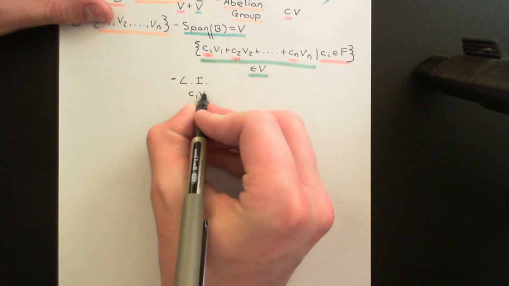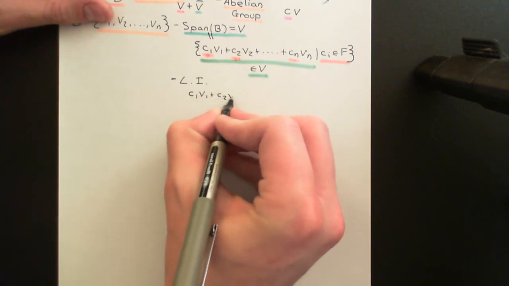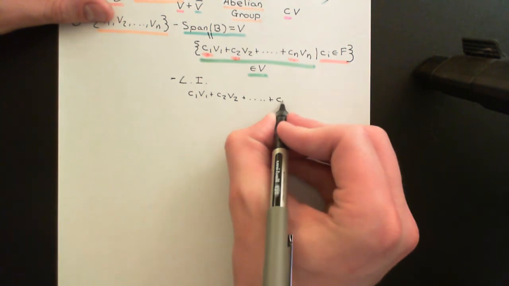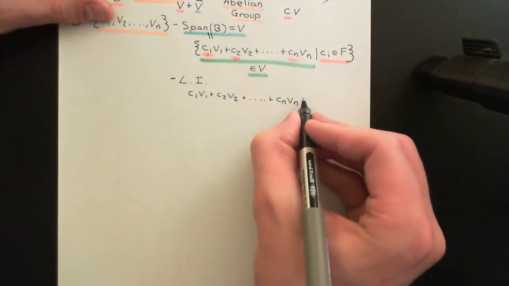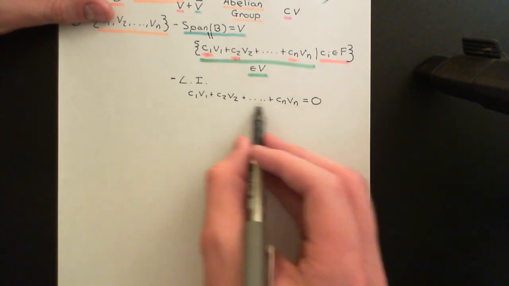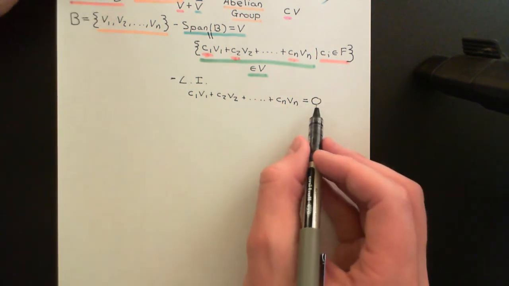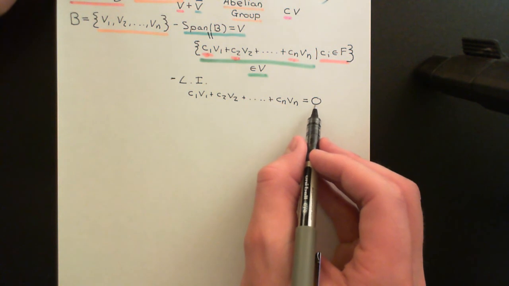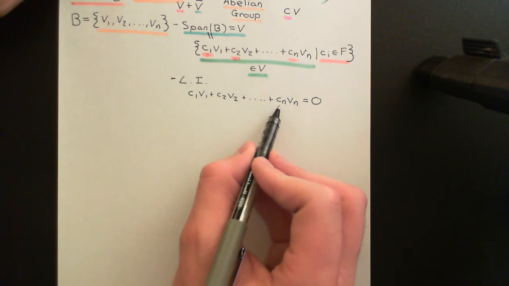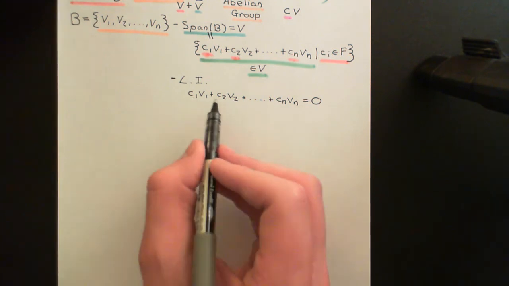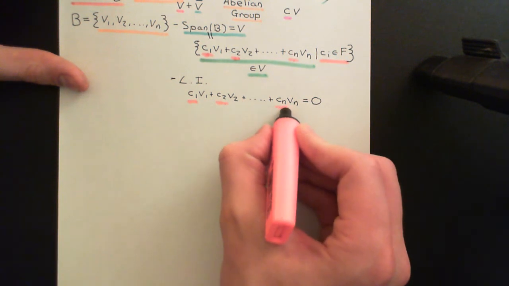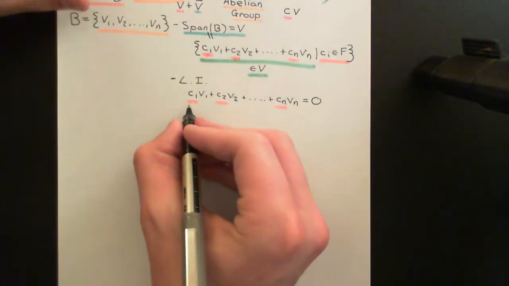Okay, so I'll just write out a linear combination here, c1 v1 plus c2 v2 plus all the way up until we get to cn vn. If it's going to be linearly independent, then the only solution to this equation, where the linear combination is equal to the 0 vector within the vector space, the additive identity, is if all of these coefficients are equal to 0. So all of these coefficients are 0 in the field. So c1, c2, all the way up to cn, we need them all to be 0.